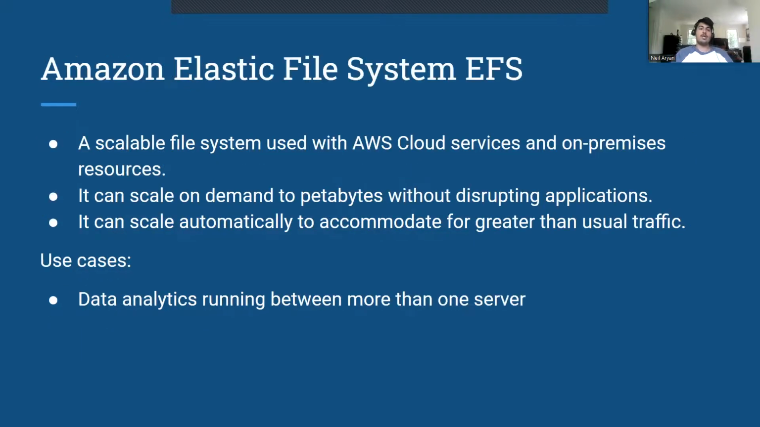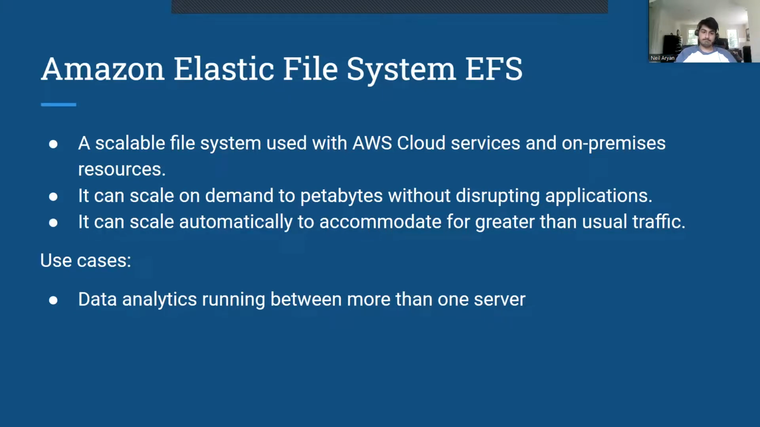Now, for Amazon, we have Amazon Elastic File System. This is a scalable file system used within the AWS cloud services, and it can be accessed from on-premise resources using AWS Direct Connect. It can scale on demand to petabytes without disrupting any application, and it can also scale automatically to accommodate greater than usual traffic. One of the main use cases for this is data analytics running across more than one server.